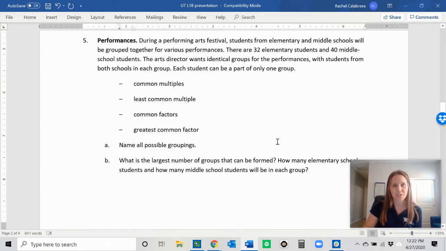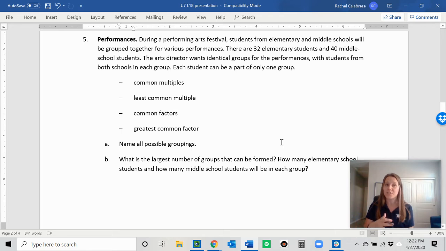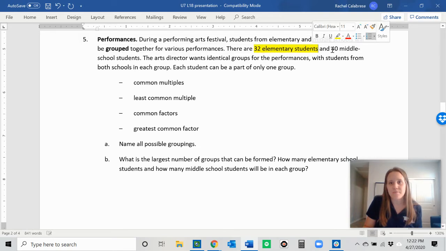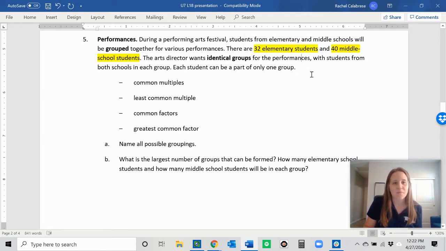Okay. Let's look at question 4. Again, we're just going to decide what kind of mathematical work we need to do to solve this problem. Okay. This is going to be in your Google form, so listen super carefully. This question is about performances. During a performing arts festival, students from elementary and middle schools will be grouped together for various performances. Grouped. That usually makes me think division. We'll keep reading. There are 32 elementary students and 40 middle school students. The arts director wants identical groups for the performances with students from both schools in each group. Each student can only be a part of one group.